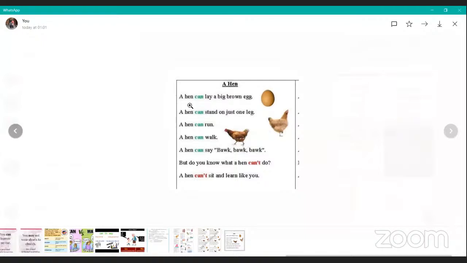Now, all these things a hen can do, but a hen cannot. A hen can't sit and learn like you. Now you are seated and you are learning. But can a hen do like that? No. So you are so lucky to be like that. You are seated and you are listening to my lesson. You are paying attention to my lesson.